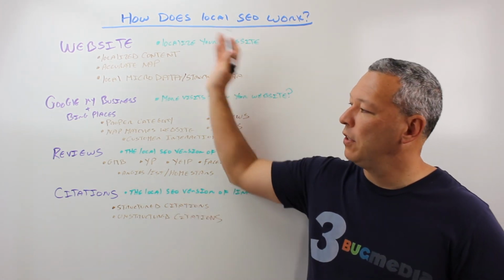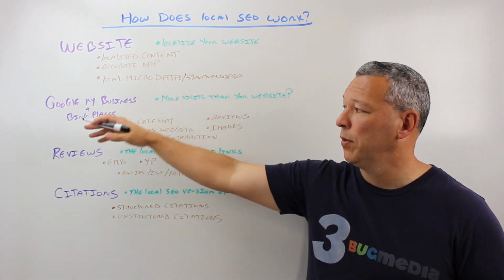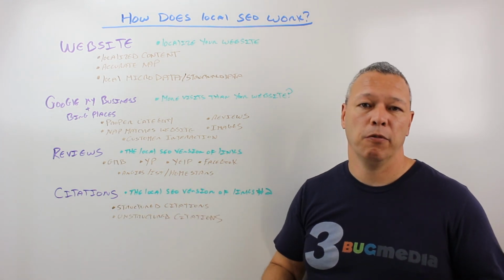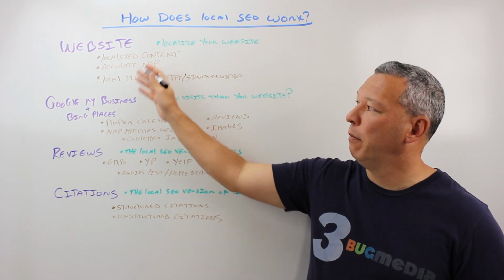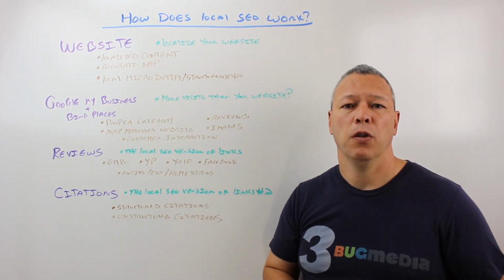Okay, so this gives you a little overview of how local SEO works. Like I said, website, your Google My Business listing, reviews and citations make up really what local SEO is. And if you look in here, hopefully you have a better idea for each one of these things that you can do to improve your local SEO.